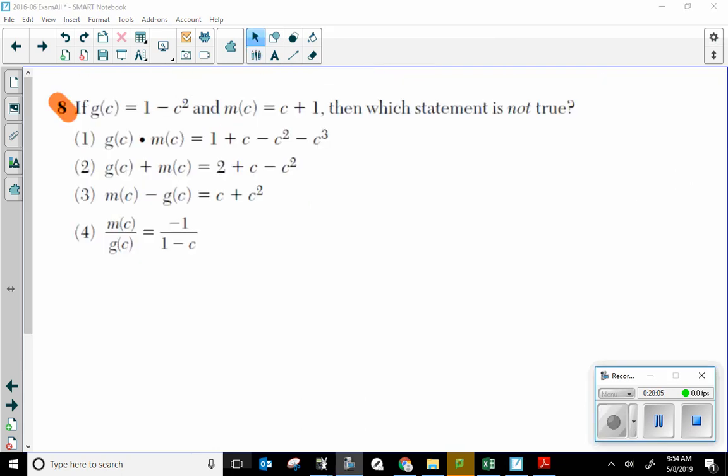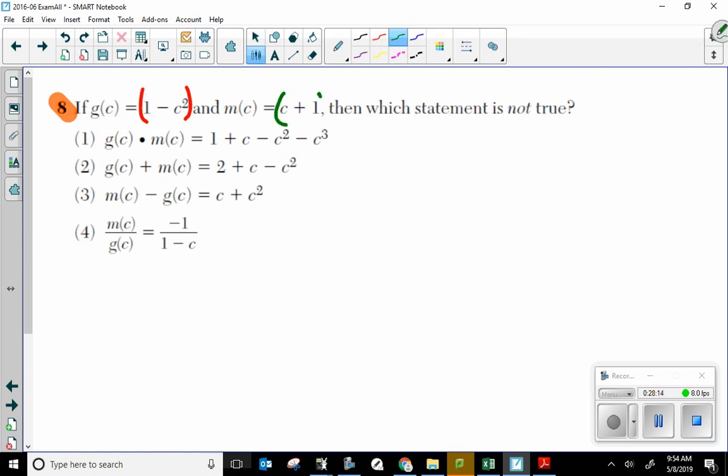All right, number 8, and then we're going to stop here. Okay, they give us g of c, that's 1 minus c squared. They give us m of c, which is c plus 1, and they ask us which statement is not true. If I FOIL these two together, that's what this means, multiplication, I will indeed get this. If I add those two together, I will indeed get 2 plus c minus c squared. If I subtract these two, I will get c plus c squared.